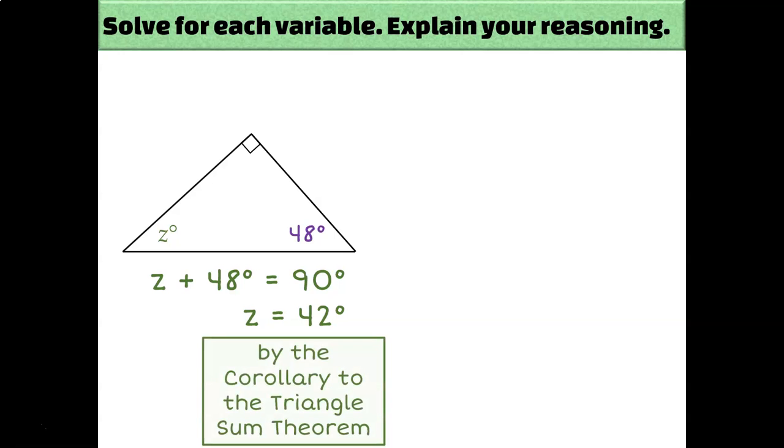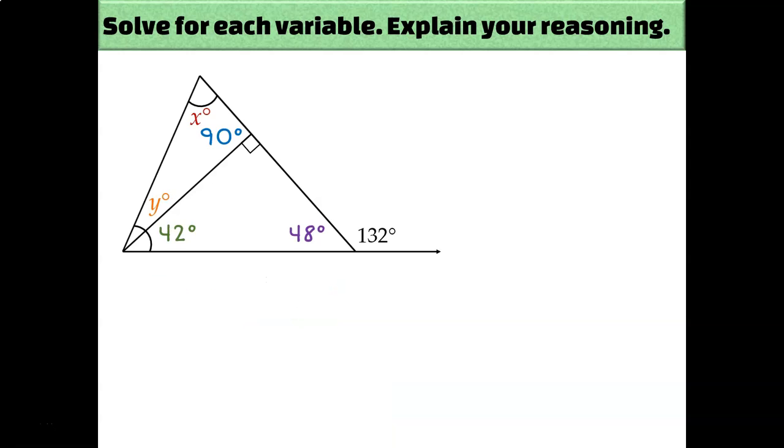If you did it my way, the way that's on the screen, then it would be the corollary to the triangle sum theorem. If you did z plus 48 plus 90 equals 180, then your reason would be just the triangle sum theorem. Okay, well, what about x? How could I solve for x? Well, I notice that x is attached to that angle marking, and I see a matching angle marking on the other side of my diagram. So really I could think about this whole thing being labeled as x degrees.